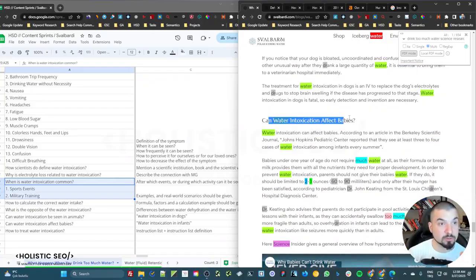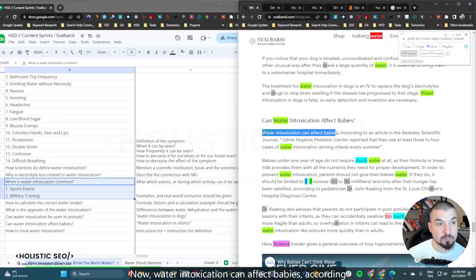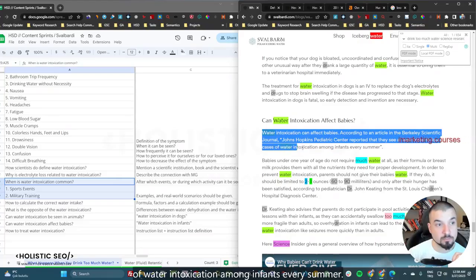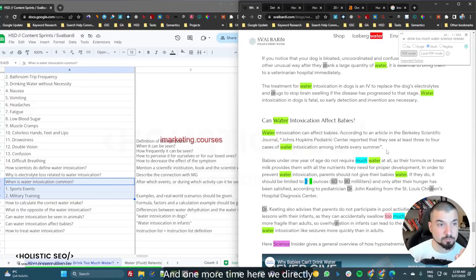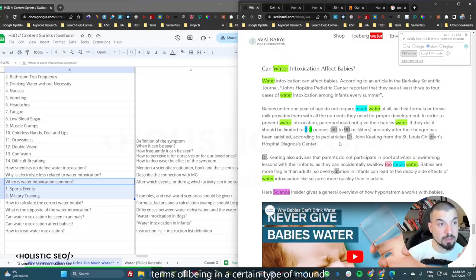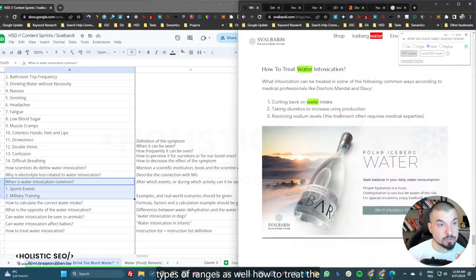If you go to can water intoxication affect babies? Yes, water intoxication can affect babies. According to an article in Berkeley Scientific Journal, Johns Hopkins Pediatric Center reported that they see at least 3 to 4 cases of water intoxication among infants every summer. And one more time, here we directly have a quotation mark as well, we have common word sequences here too. So in this section we have different types of conditions for babies or their ages while growing up, and we explain them with different types of ranges as well.